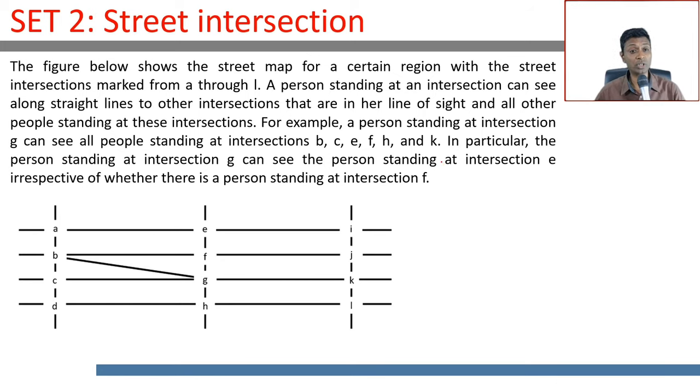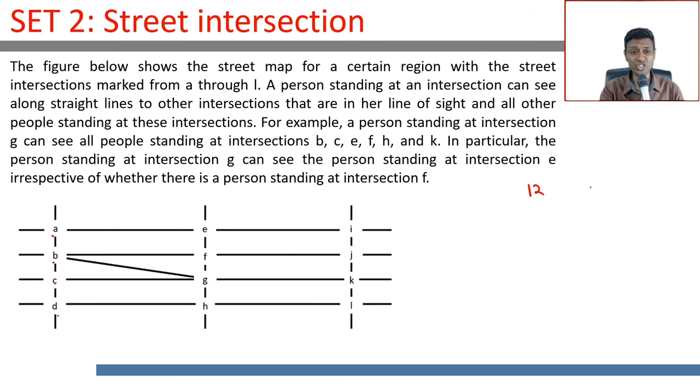Street intersection. The figure below shows the street map for a certain region with the street intersections marked A through L. So we have, let's look at this: A, B, C, D, E, F, G, H, I, J, K, L. So there are 12 intersections here.